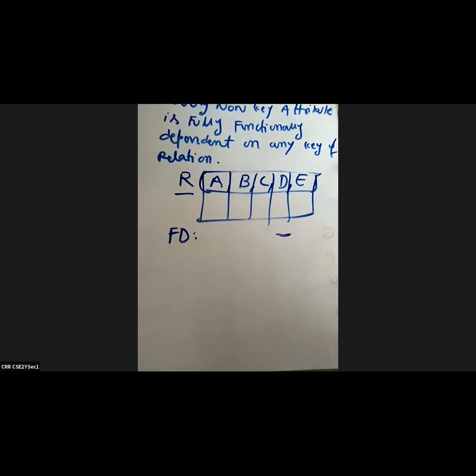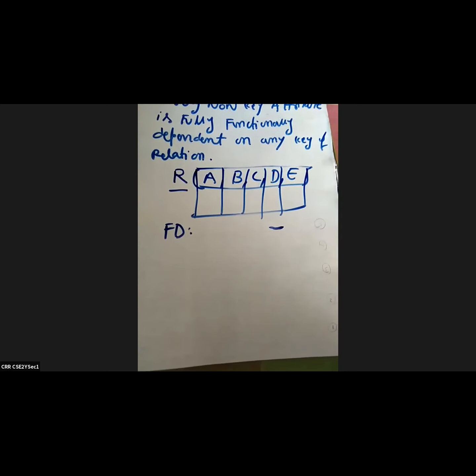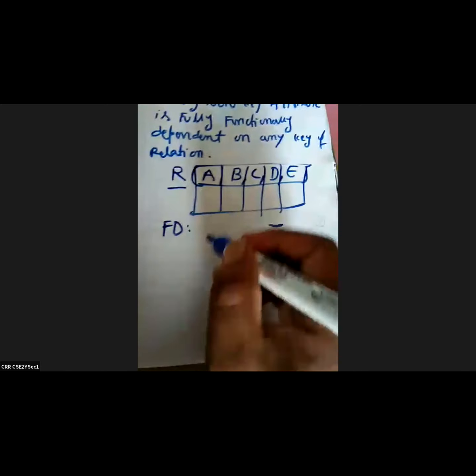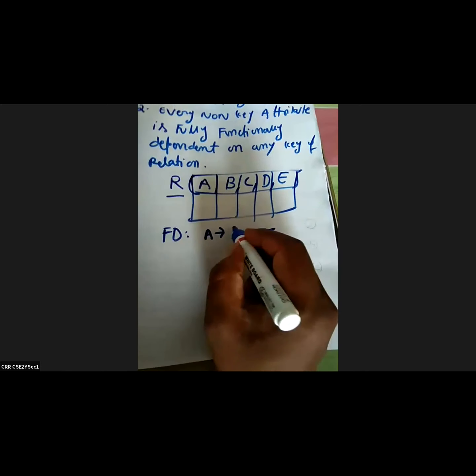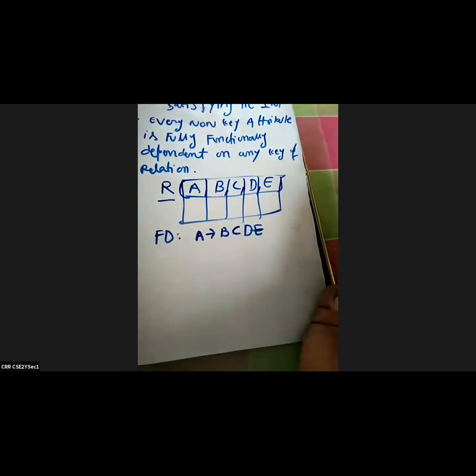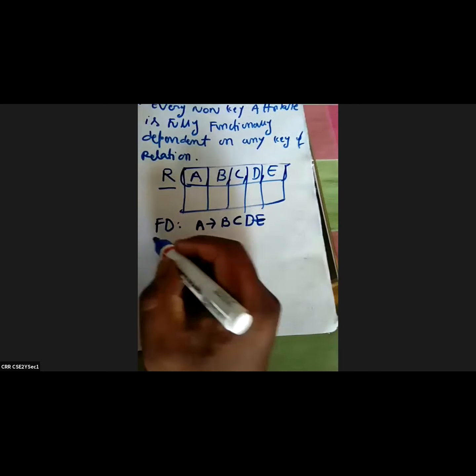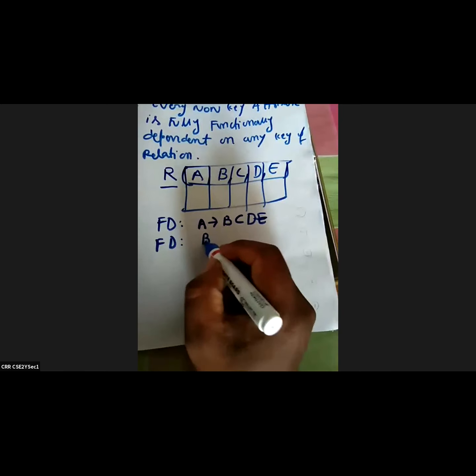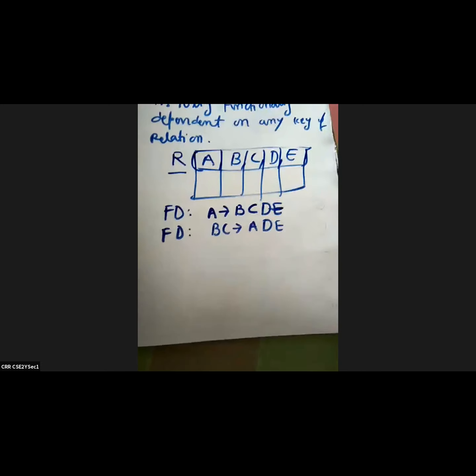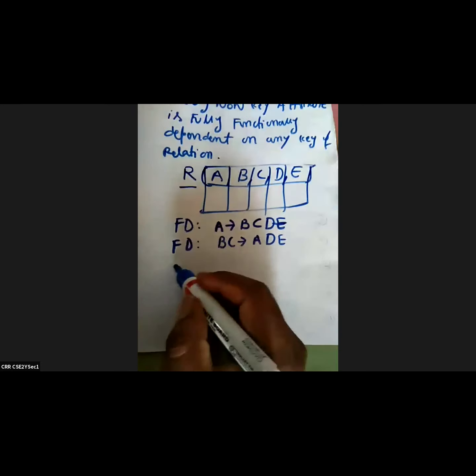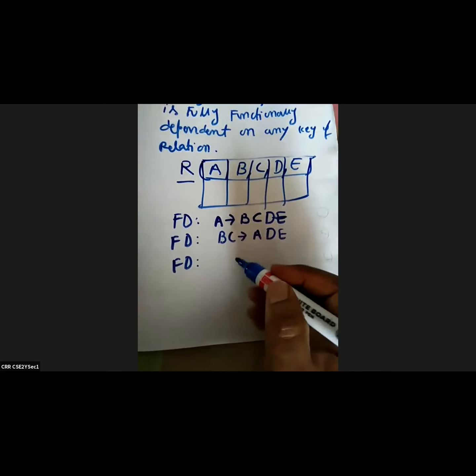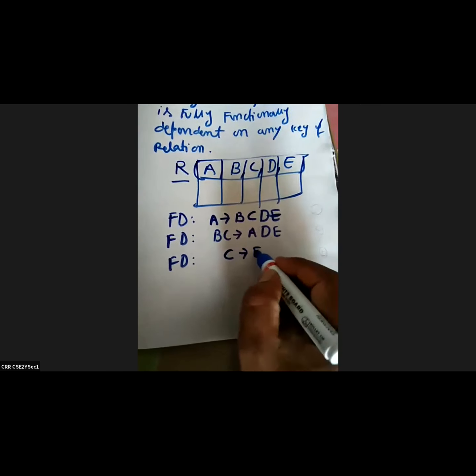Functional dependency is one of the concepts of integrity constraints, which generalizes the concept of a key. From the above table, I'm mentioning the functional dependencies like this. For example, if you know A, we can find out B, C, D, and E. If you know B, C, we can find out A, D, E. Here I'm writing another one: if you know C, we can find out E.